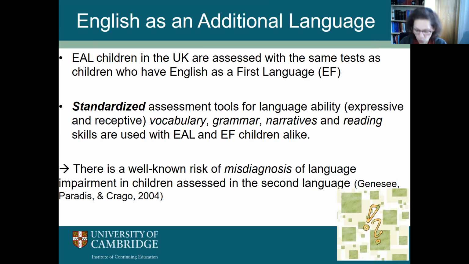It is well known in the research that has been conducted using standardized assessment tools that there is a risk of misdiagnosis of language impairment in children assessed in the second language. And when I say misdiagnosis, I mean overdiagnosis. They diagnose language impairment when there isn't one, or they miss the diagnosis of language impairment because they attribute language problems to bilingualism.